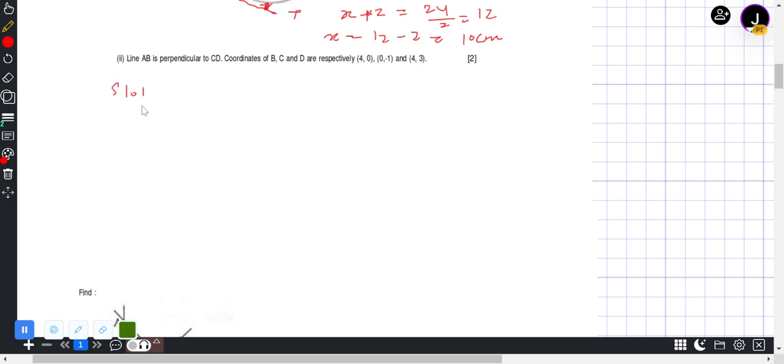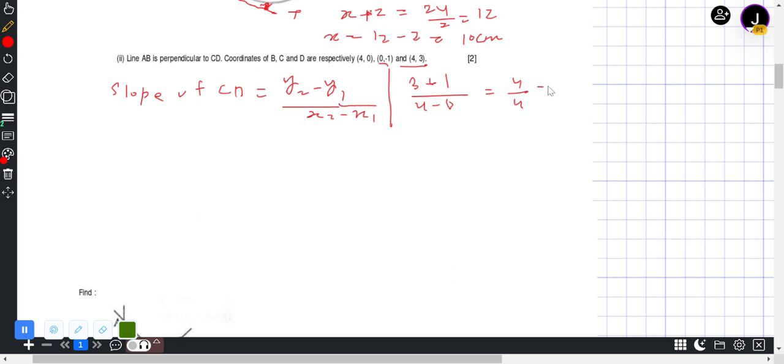So we will start from here. This is space I have deliberately left. Slope of CD is equal to y2 minus y1 divided by x2 minus x1, wherein x1, y1 are C and D coordinates. So what are these coordinates? So this and this. Okay. So that is 3, this is 0 minus 1, right? Plus 1 divided by 4 minus 0. That is 4 over 4. That is 1. Next question.